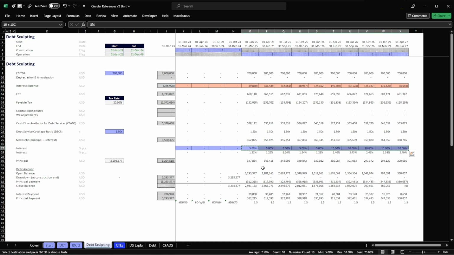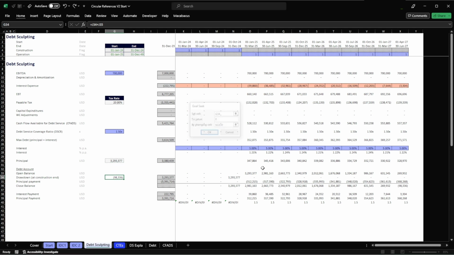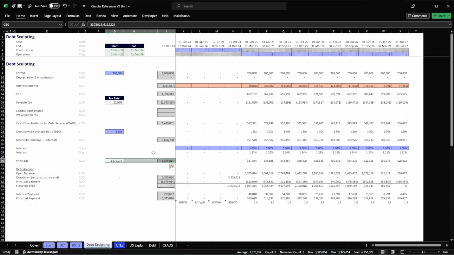But if you copy and paste everything across here, and then we calculate again our goal seek function by pressing Alt AWG, I want this number to go to 0 by changing this number here. Then, as you can see here, the numbers match. So again, just pay attention. Whenever you calculate your debt sculpting through the NPV function, just make sure that it will only work as long as the rates are always the same.